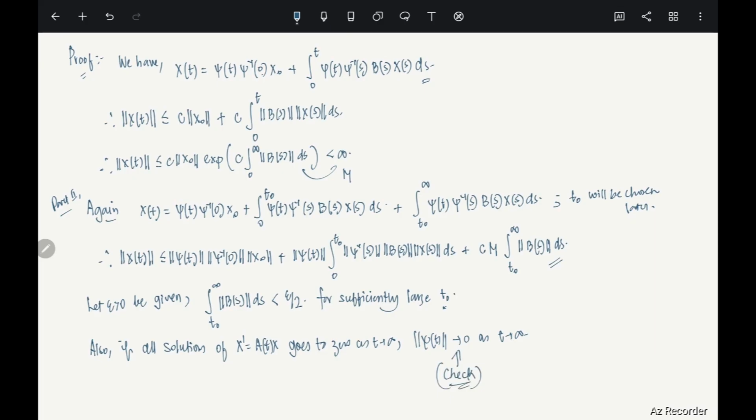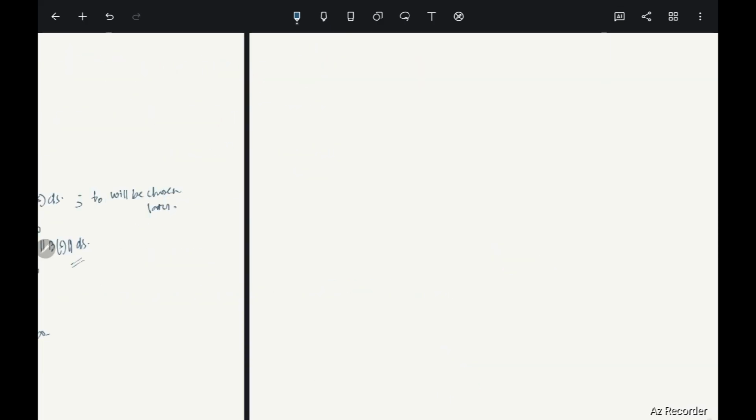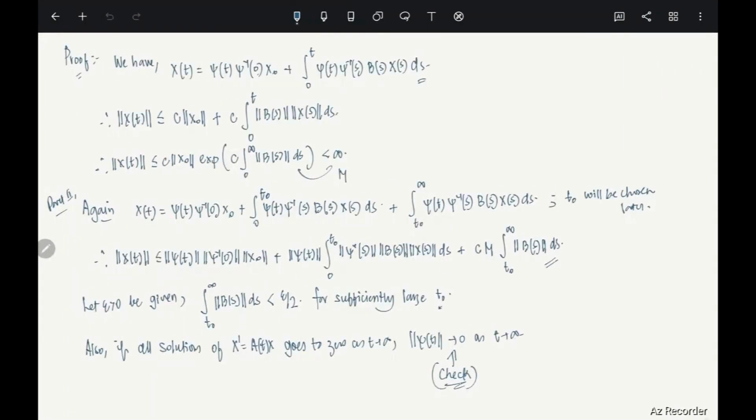Check this part. Not very difficult, very, very easy, but you can do it. Please do that part. Okay. So if that goes to 0, therefore, what we can say is that the first two terms, this term and this term, the sum of those two terms can be made arbitrarily small by choosing t large, right?